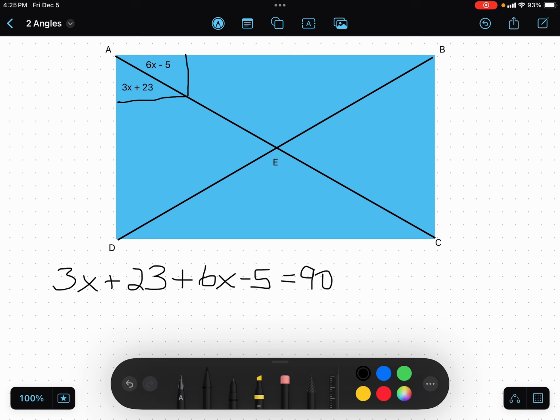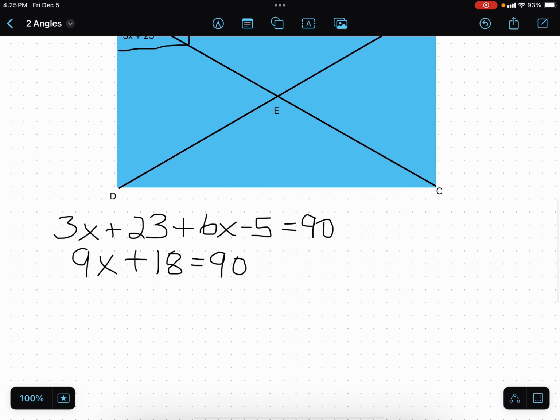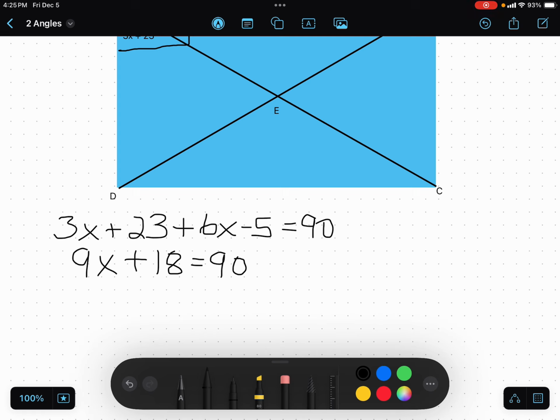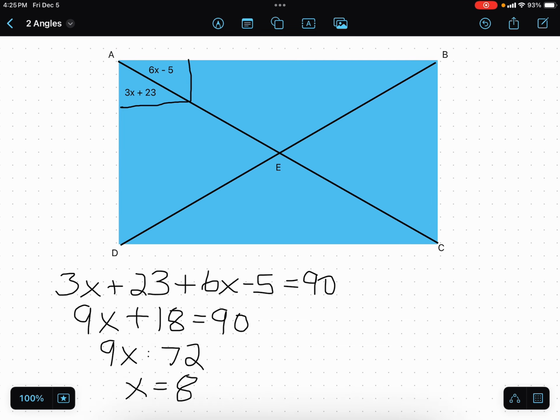There's our base equation. Now, we have some solving that we can do, some simplifying. That's going to give us 9x, and 23 minus 5 is plus 18. We'll still add up to 90. Let's move up just a little bit here temporarily. That's going to give us 9x equals 72, and x equals 8. And from here on, it kind of depends on what the question is that you are asked for. If you're asked just to solve for x, you're finished.